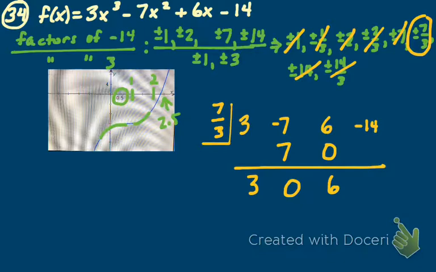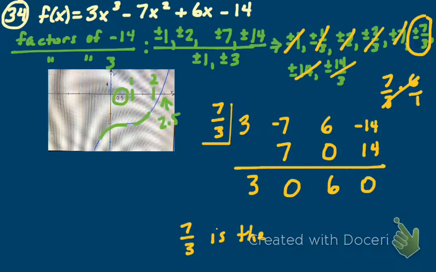And then I have a little arithmetic to do here on the side. That's 7/3. 7/3 times 6/1. That's going to cancel to 2, which is going to give me 14, which confirms that our only 0 is 7/3. And so 7/3 is the only 0 from the list.